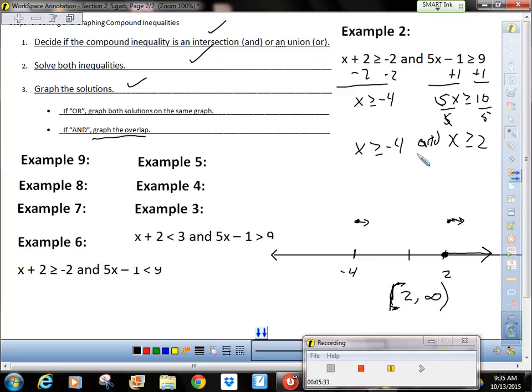All right, question on that one? We've graphed both up above just so we can get an idea of where that's going. But the actual overlap is from here over, because this one would continue over. Okay.